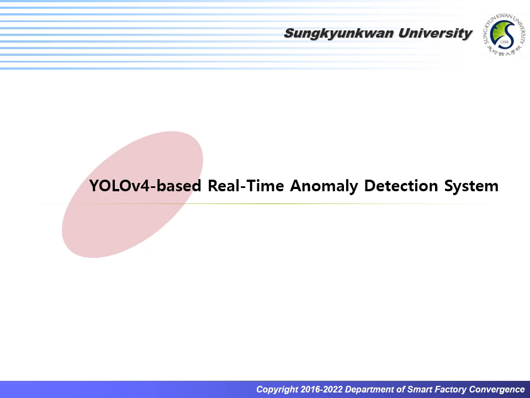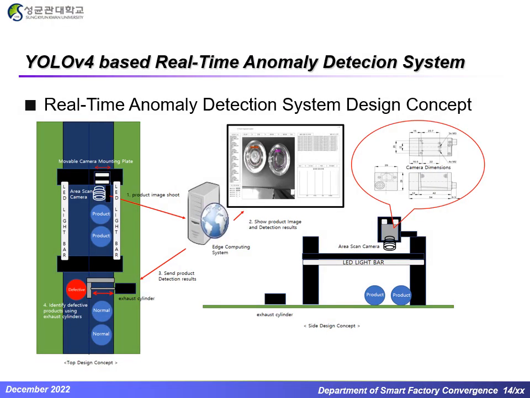From now on, I will explain the YOLOv4 based real-time anomaly detection system proposed in this paper. The figure shows the concept drawing of the system proposed in this paper. Due to the reflection of light due to the material characteristics of the inspection product, since diffuse reflection occurs, it is configured in an indirect lighting type that minimizes light reflection for optimal optical system configuration. In order to avoid diffuse reflection of the product, the shooting angle of the camera was corrected by 2 to 5 degrees so that it was not perpendicular to the product.